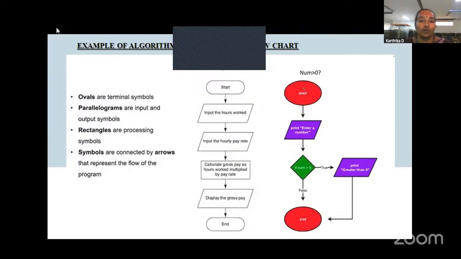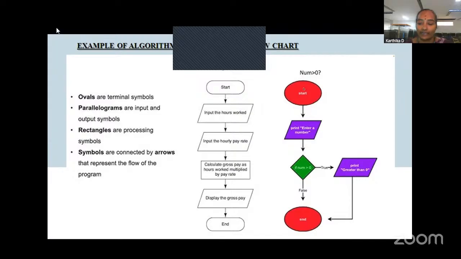So what is a flowchart? I already told you there are many ways to represent an algorithm. This is one format of representation, flowchart representation. Here the oval represents terminals and the parallelogram represents inputs and outputs. So what input we are going to get from the user, and what output we are going to print. That is called input and output.